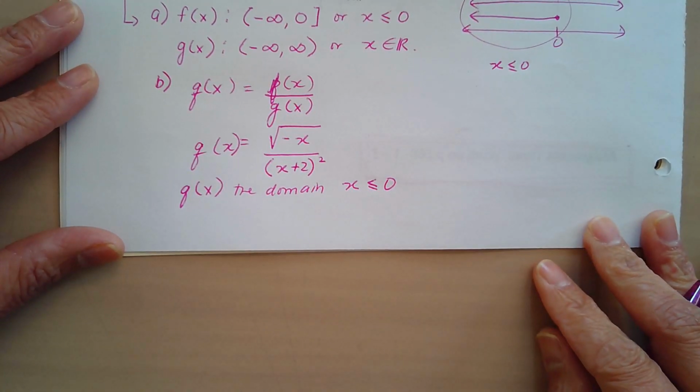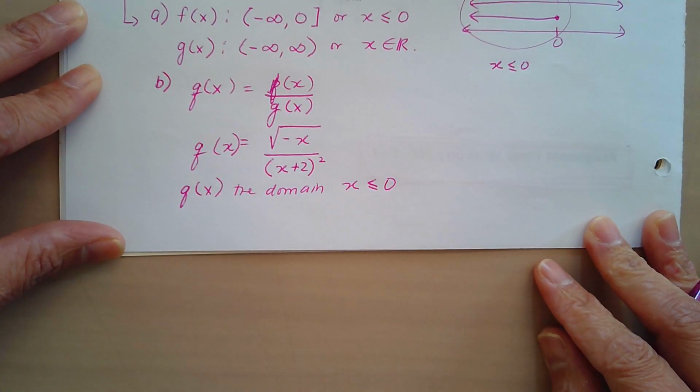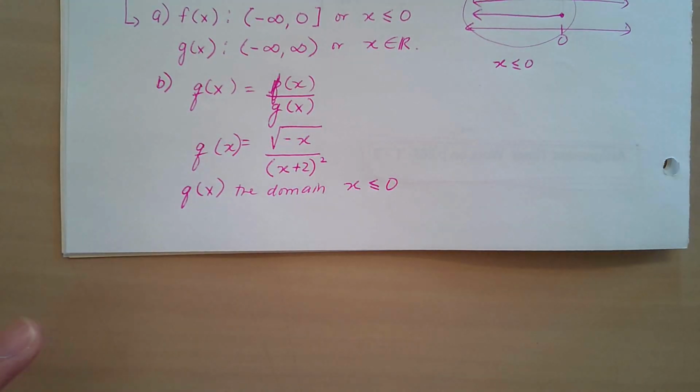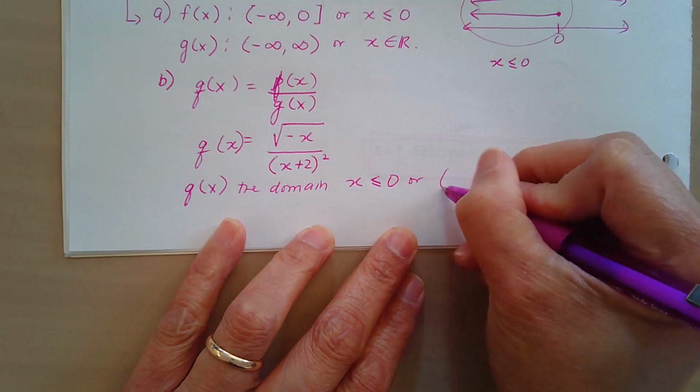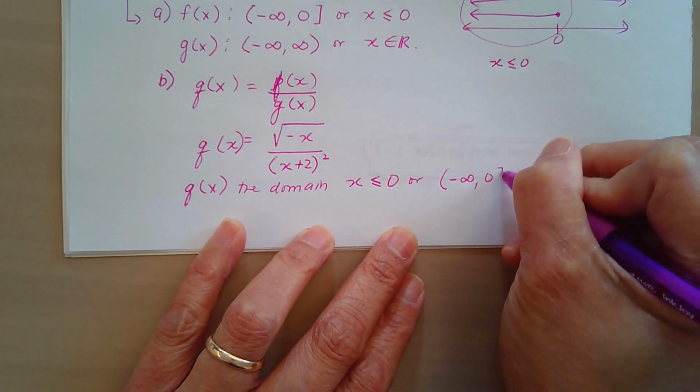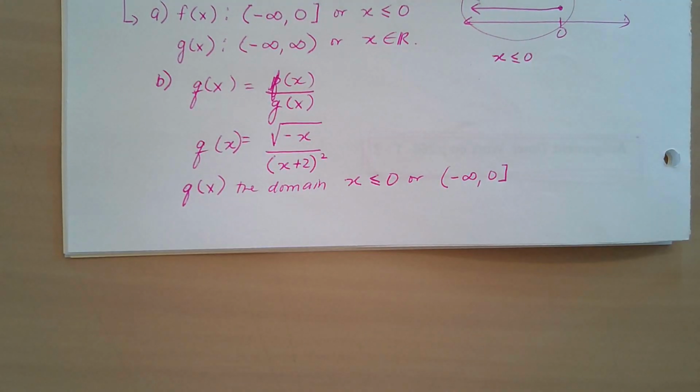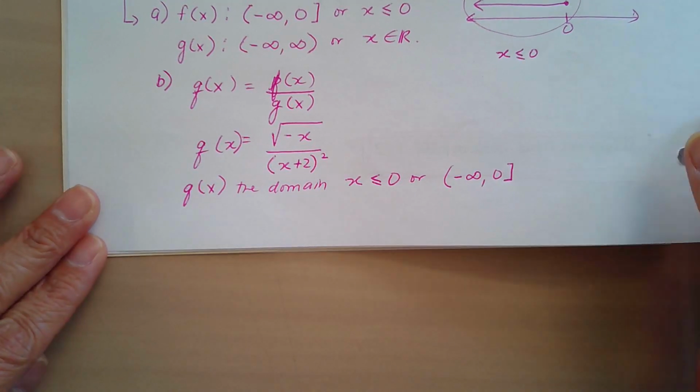Can we just write it the other way? Which other way? Interval? Oh, yeah, you can do the interval. Yeah, that's okay. Negative infinity up to 0. Yeah. Okay, good.